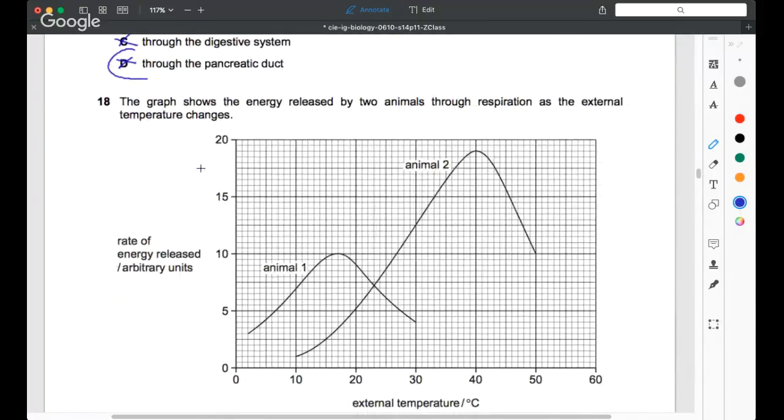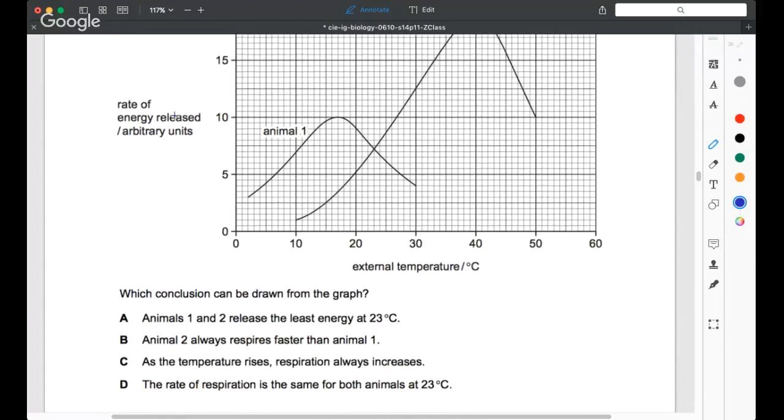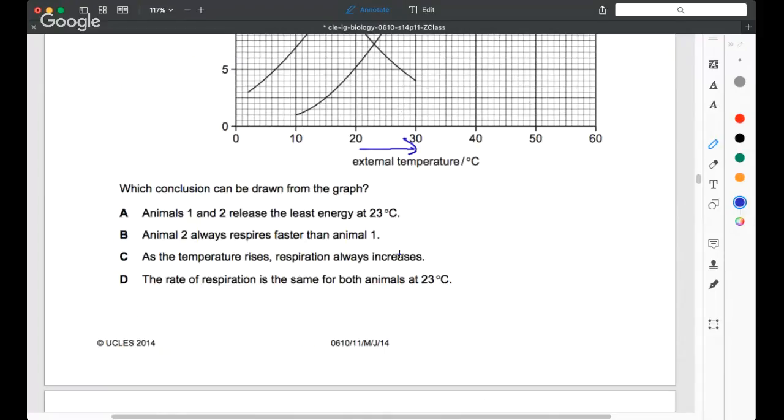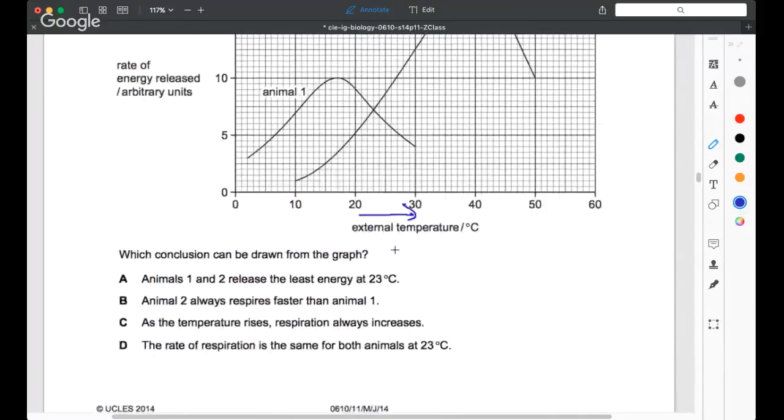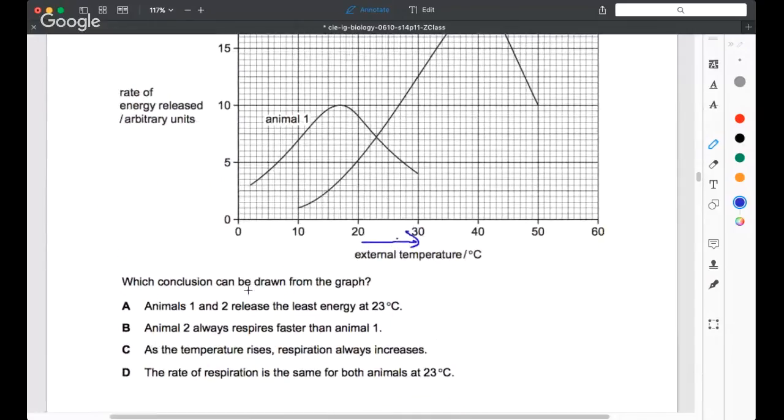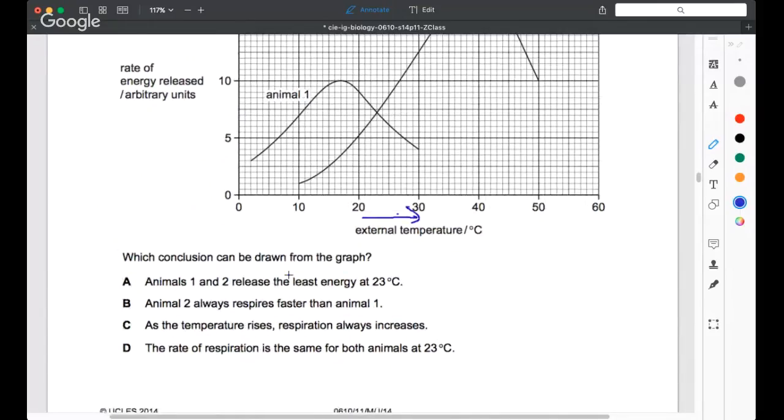The graph shows the energy released by 2 animals through respiration as the external temperature changes. Rate of energy release in arbitrary units against the external temperature. So external temperature is increasing along here. Which conclusion can be drawn from the graph? Animal 1 and 2 release the least energy at 23 degrees C. Animal 2 always respires faster than animal 1. As the temperature rises, respiration always increases. Or the rate of respiration is the same for both animals at 23 degrees C.